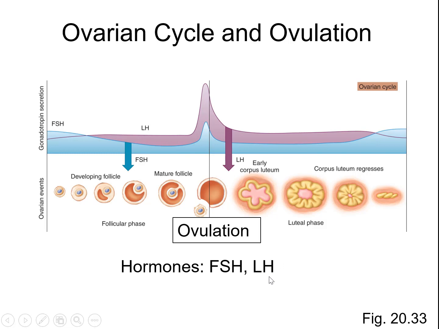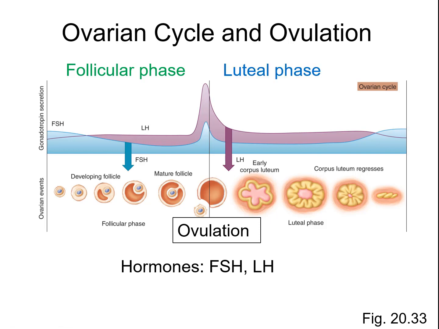LH, on the other hand, is luteinizing hormone. And you can see LH here in the purple line. So take a look at this graph, and you can tell that the first half we're going to call the follicular phase, because this is when the follicle is growing and maturing. After the egg is ovulated, you don't need the follicle anymore. So the second half is called the luteal phase, and I'll let you know what that means later.